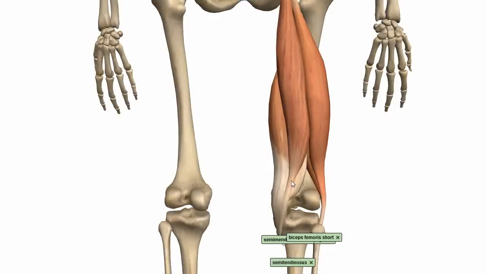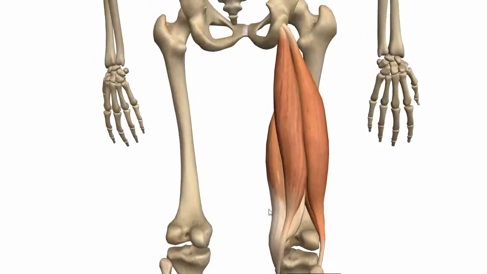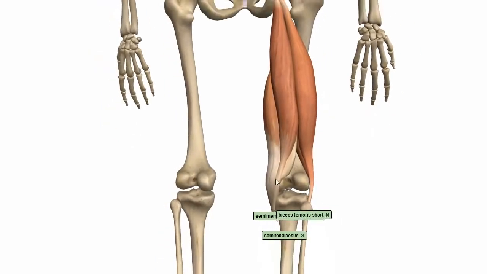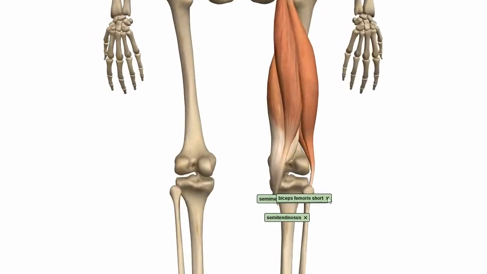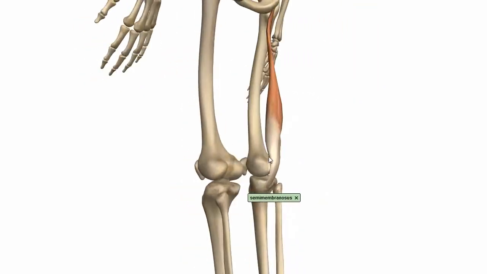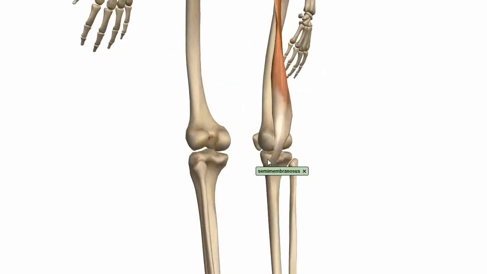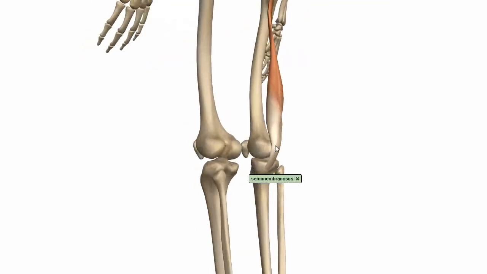So the semimembranosus muscle has the same action, extending at the hip and flexing at the knee joint. So it works together with the semitendinosus muscle. But let's just have a look at the insertion point. So it actually inserts behind on the medial condyle of the femur, and it also inserts posteriorly on the medial condyle of the tibia. And some of the fibres from the tendon blend with the fascia which covers the knee joint.